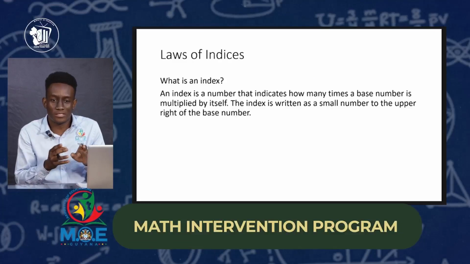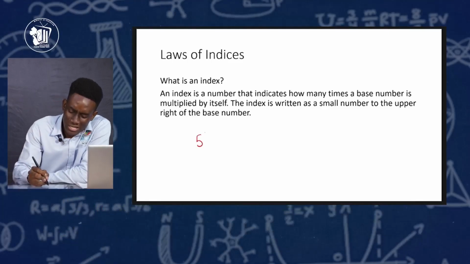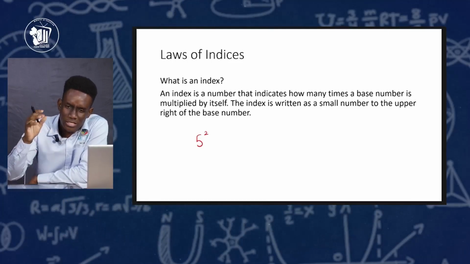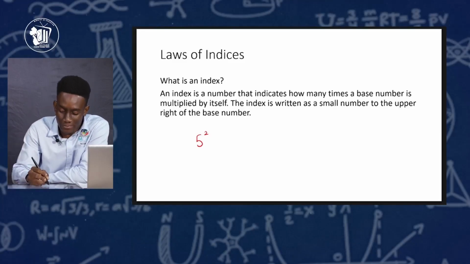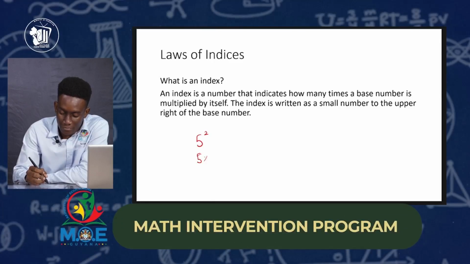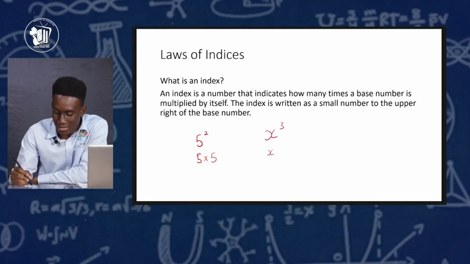So what is an index? As we saw in the previous slide, an index is a small number at the top. But what exactly does this number do? What does this number mean? Now let's say I had 5 raised to the second power. This small number at the top, 2, is telling you that this 5 is multiplied by itself 2 times. So 5 raised to the second power is the same as 5 multiplied by 5. And if I had x raised to the third power, it is x multiplied by x multiplied by x. So that is what an index represents.